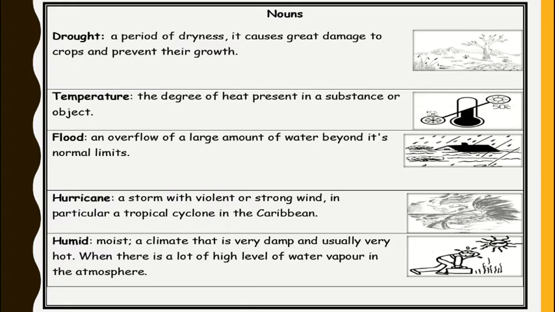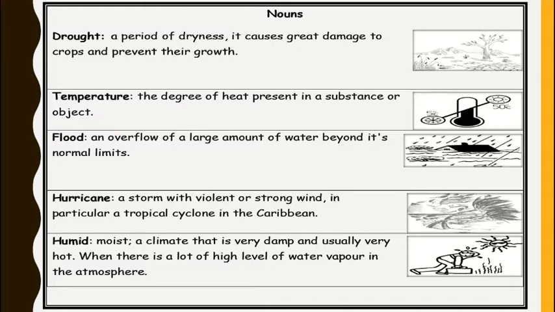Okay, next we have drought. Drought is a period of dryness. It causes great damage to crops and prevents their growth. What's the meaning of crops? Crops are the fruits and vegetables that the farmers grow in their farmland. So drought means that there is no rain, there is no water that the plants can use to feed on and grow. So it's really hurtful for the crops.